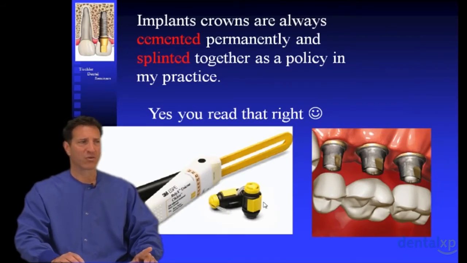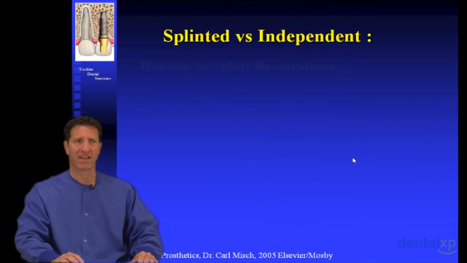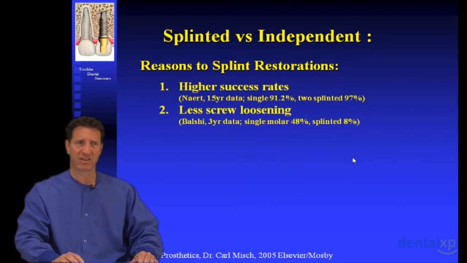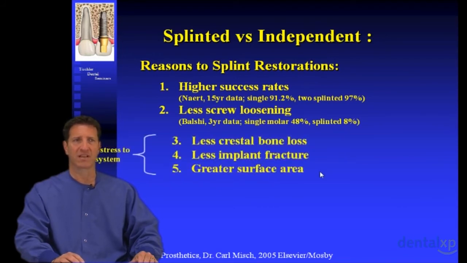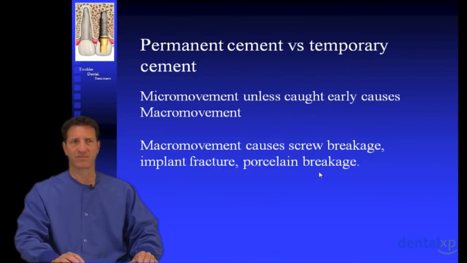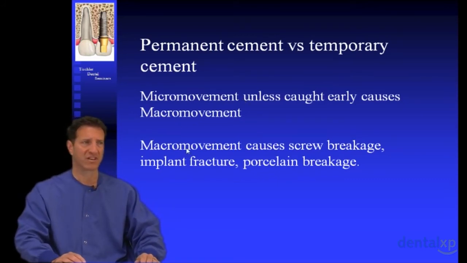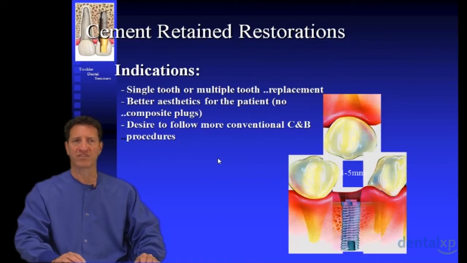I just want to convey real quickly that I only cement my crowns. I don't do screw retained prosthetics, and I always splint my implants together. This is what I've been taught, and I believe it makes sense. When you splint implants, there's a higher success rate, less screw loosening, less stress to the system, and less bone loss. I also permanently cement my crowns. My philosophy is that micro movement, if that occurs, will cause other macro movement problems and screw breakage. So I always cement my crowns permanently.